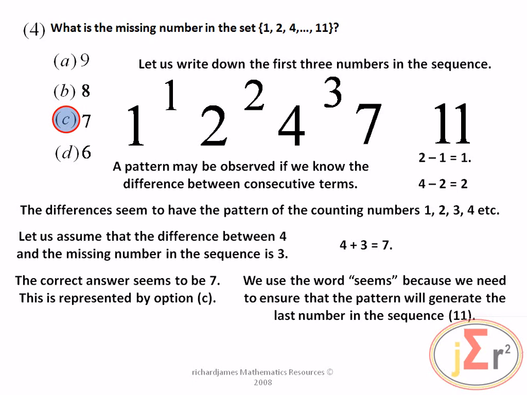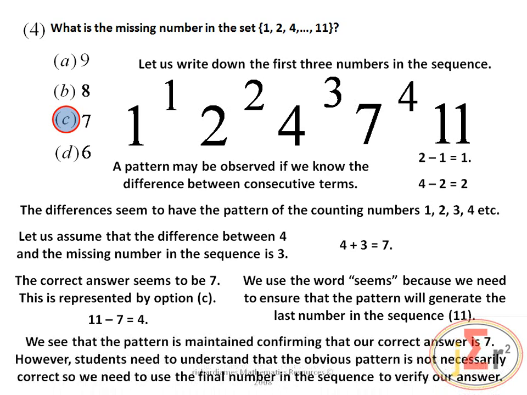So there we have 11. What is the difference between 7 and 11? The difference is 4. Okay, good. Because by including the last term in the sequence, the pattern that we have here is maintained, then we are sure that 7 is our correct answer. We see that the pattern is maintained, confirming that our correct answer is 7.